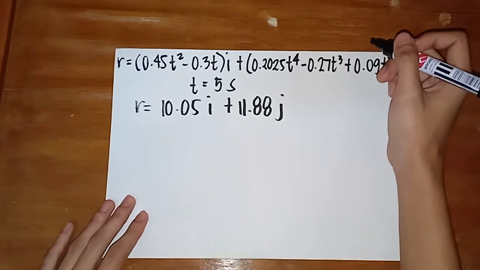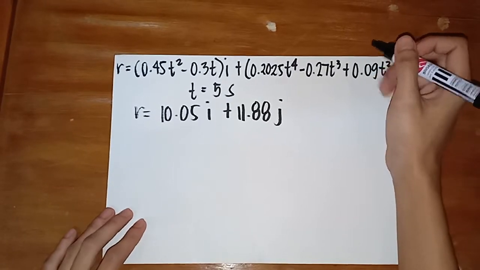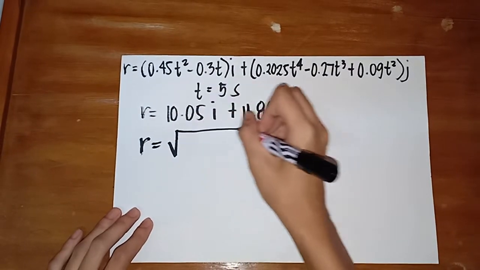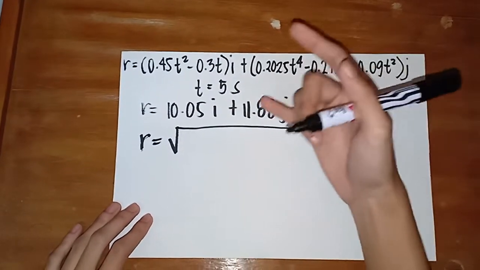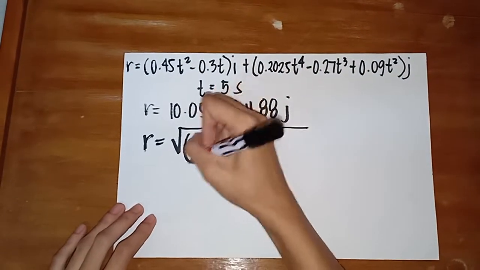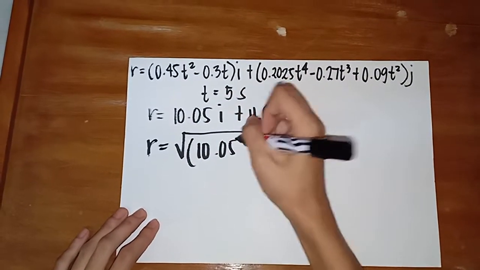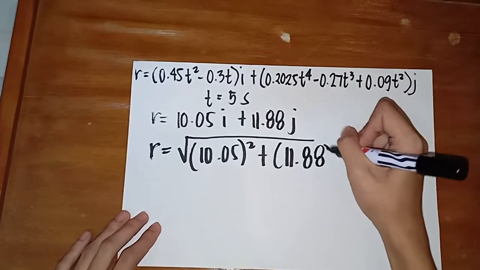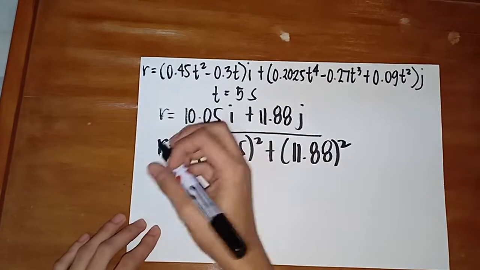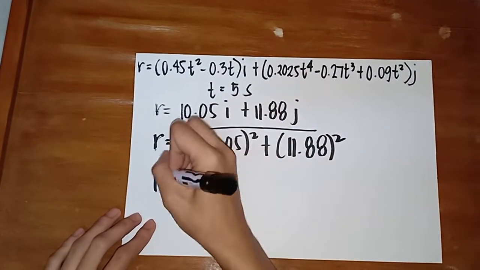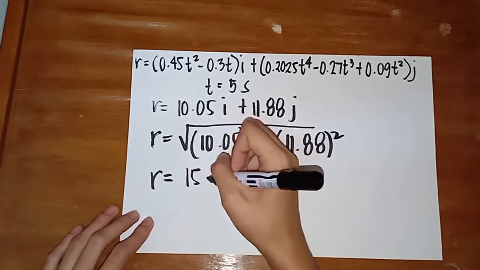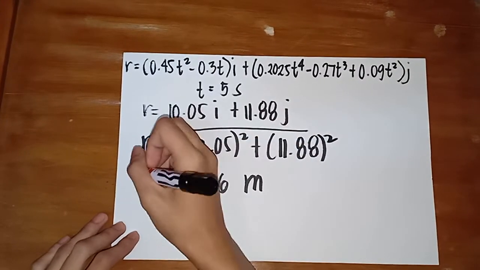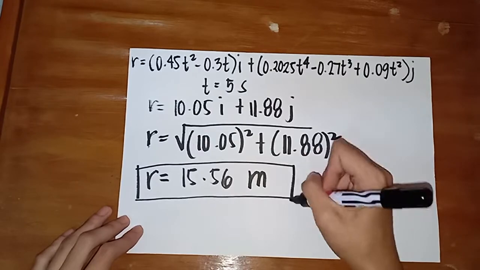Kaya, ang gagawin natin is simply yung square root of the sum of the squares of the two components. So, the square root of 10.05 squared plus 11.88 squared. So, kapag in-input niyan sa calculator, makakakuha kayo ng 15.56 and ang unit natin is in meter. So, ito yung position ng runner within 5 seconds.